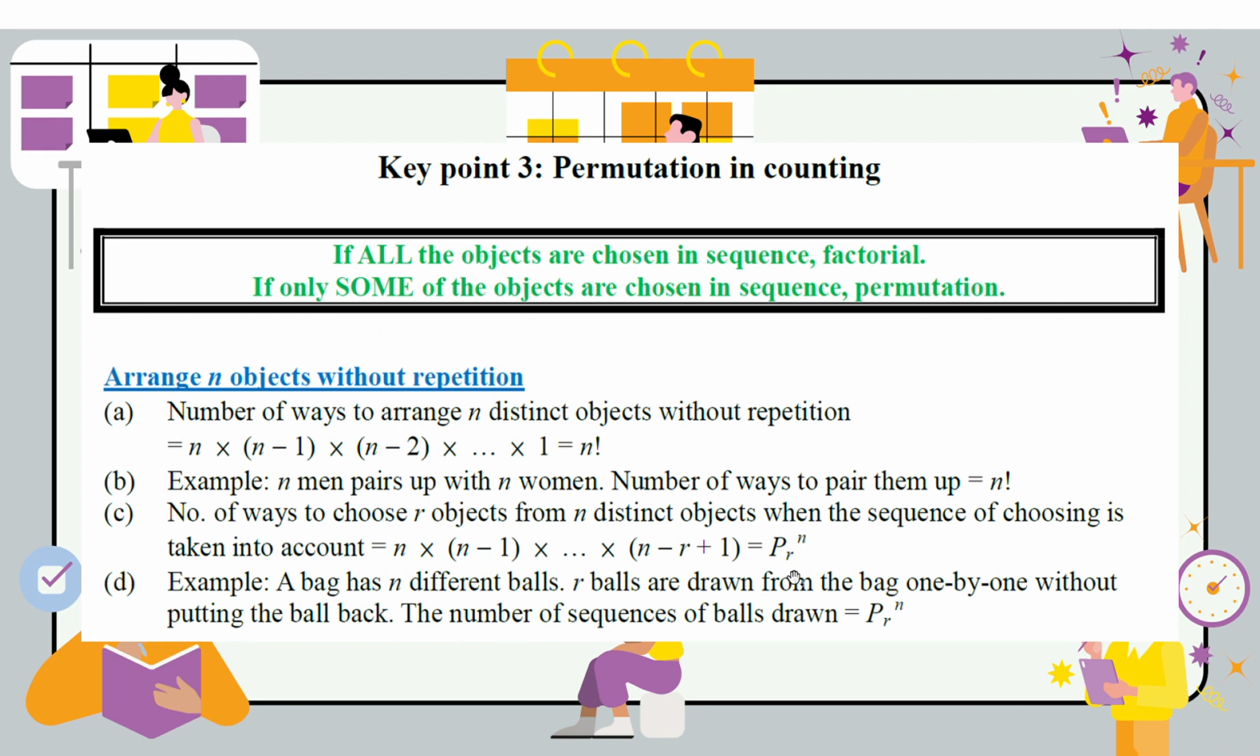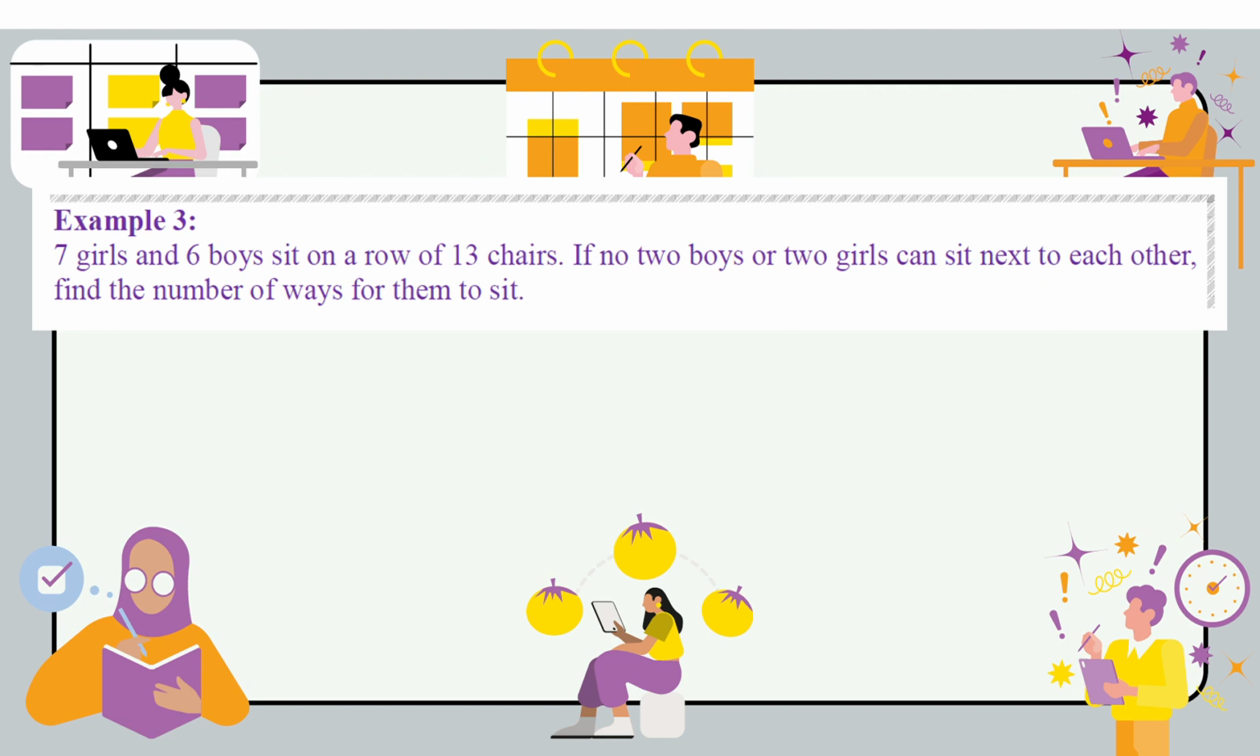We name it nPr, not nCr. For example, my bag has n different balls, and r balls are drawn from them one by one without putting back, no repetition. Then the number of sequences of ball drawing is nPr. Got it? Remember, getting all the objects is n factorial. Getting some of the objects, but the sequence is important, is nPr. Try to work on it. IBDP always gives you some surprises. Pause and work on it.